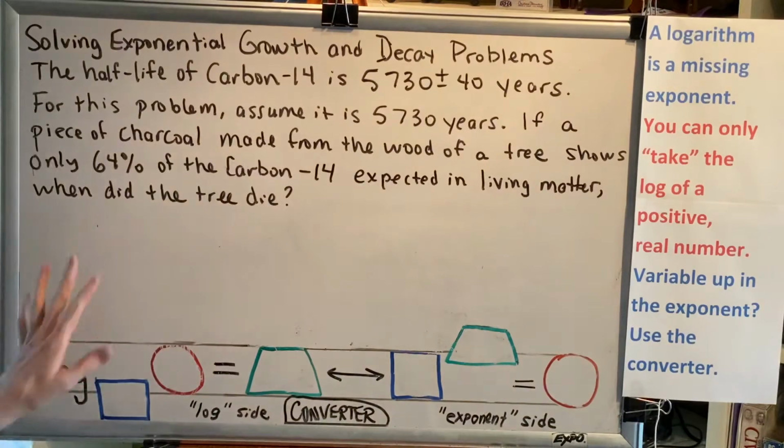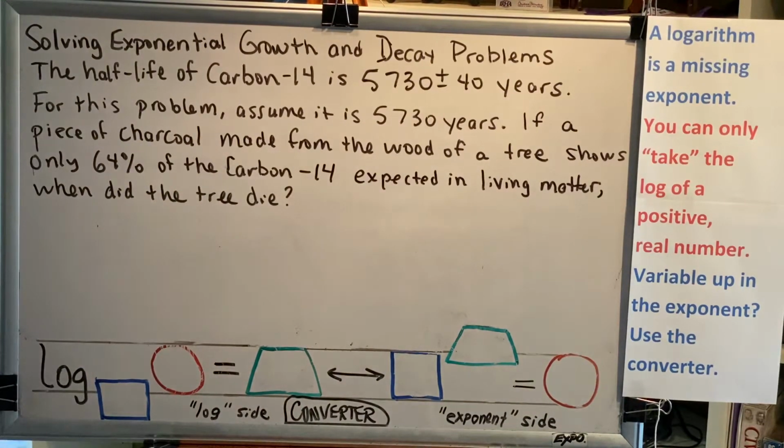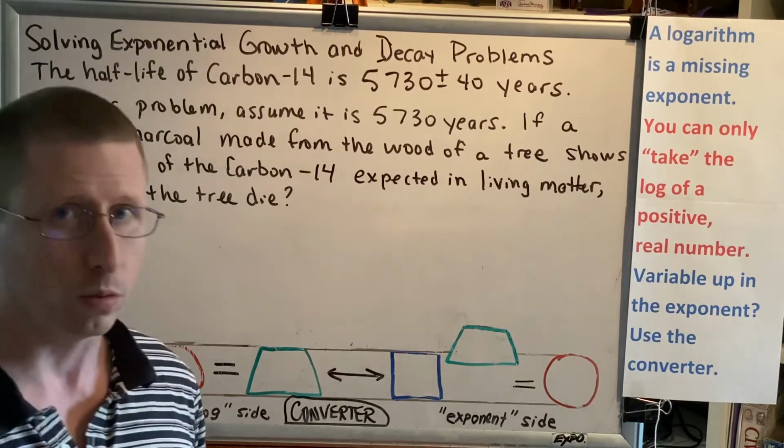Okay, now let's go ahead and solve this problem. We've got a piece of charcoal made from the wood of a tree. It's dead, and right now it has 64% of the carbon-14 we would expect it to have if it were alive. The question is, when did the tree die? In other words, how old is it?